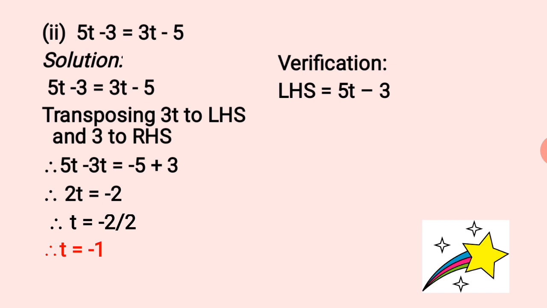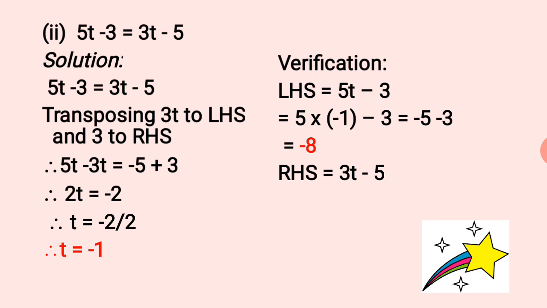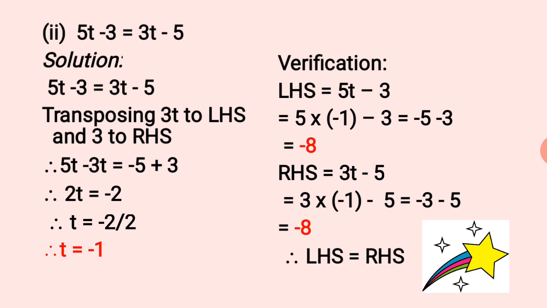Verification now. As usual, children, you will start with LHS, put the value of t here as minus 1 and proceed further. The rest is all mathematical. You get the LHS to be minus 8. Now solve for RHS. RHS is 3t minus 5. Again substitute t to be minus 1. Do the multiplications, additions, subtractions, whatever they are there, and you get RHS to be equal to minus 8. Again you will see that LHS equal to RHS. So you have checked your answer and it is absolutely correct.